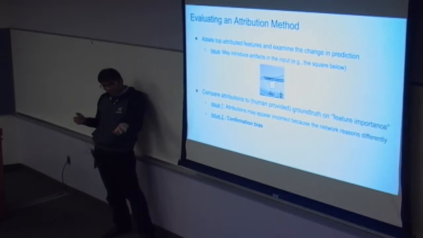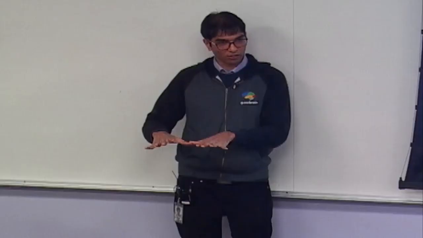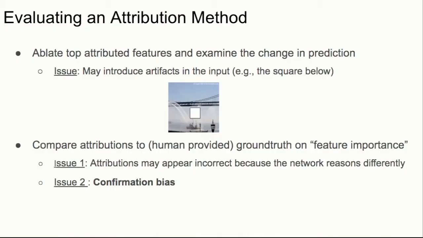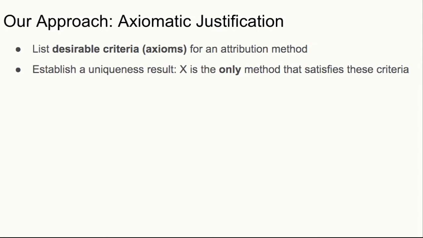The network may have picked up a whole different signal that the radiologist isn't aware of, right? And so if you force that, then there is this risk of confirmation bias. So the mandate for attributions is to be faithful to what the network is doing. We have a different way of justifying it, which is debatable too. Our approach is we list certain axioms that an attribution method ought to satisfy, and then we show that integrated gradients is the unique method satisfying those axioms.